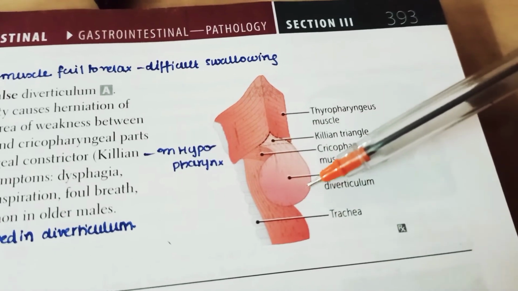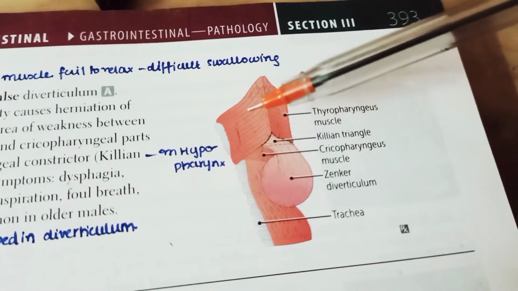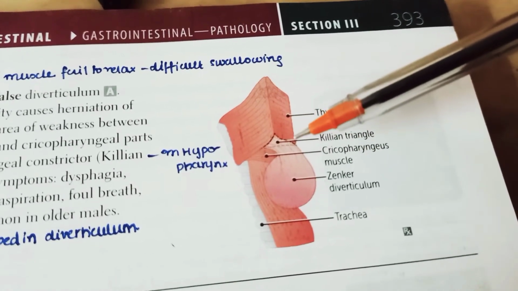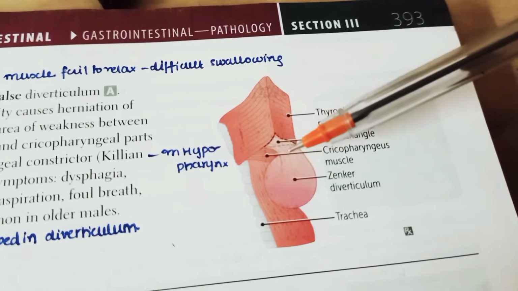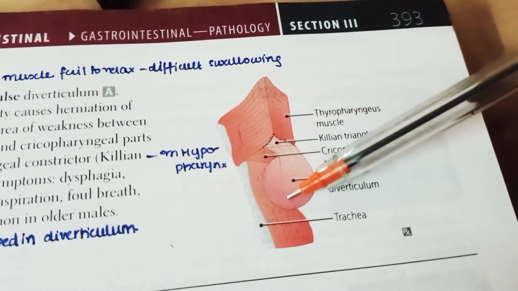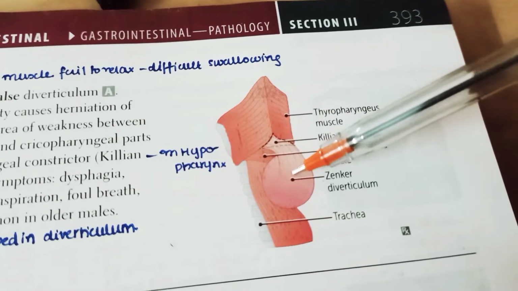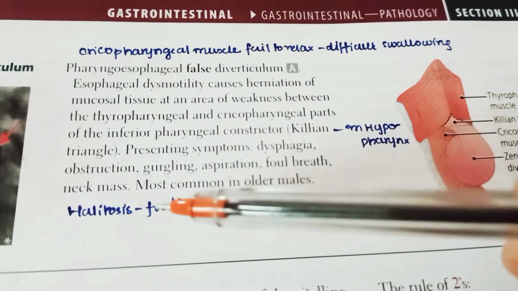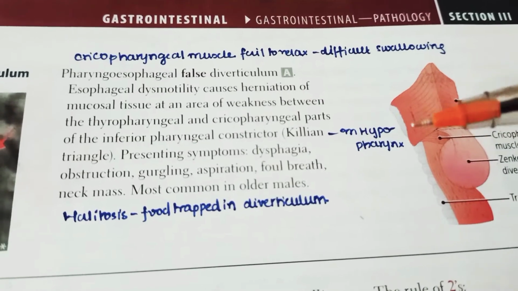You can see this is nothing but the mucosa of the esophagus which is coming out. Because of this weakness here, there is a problem in swallowing, that is dysphagia, there is obstruction, and there is also a gurgling problem, and there is aspiration and also foul smell because the food is getting accumulated here in the Zenker diverticulum. This will also lead to neck mass, and it is most commonly seen in older males, and there is also halitosis, that is, food is trapped in the diverticulum.